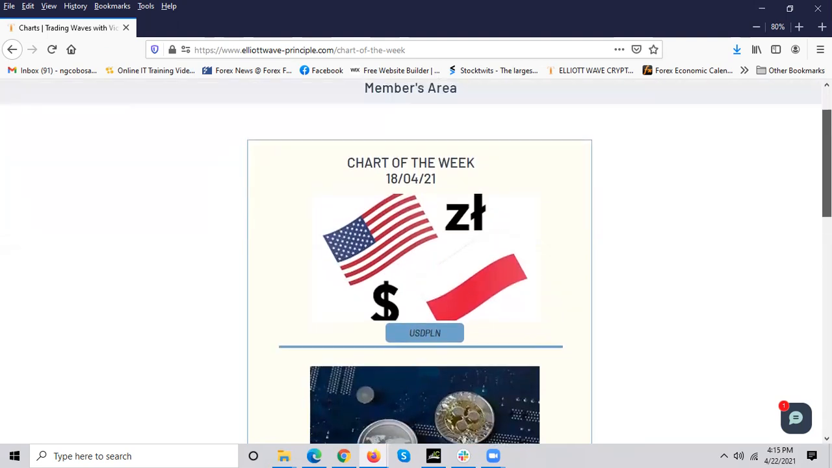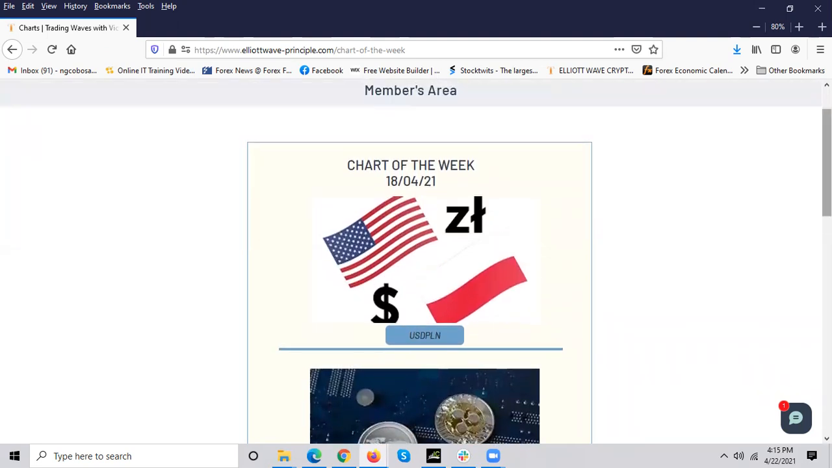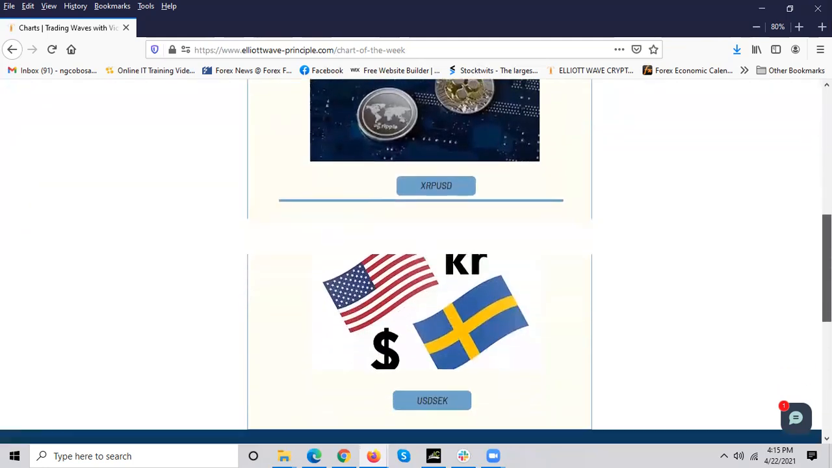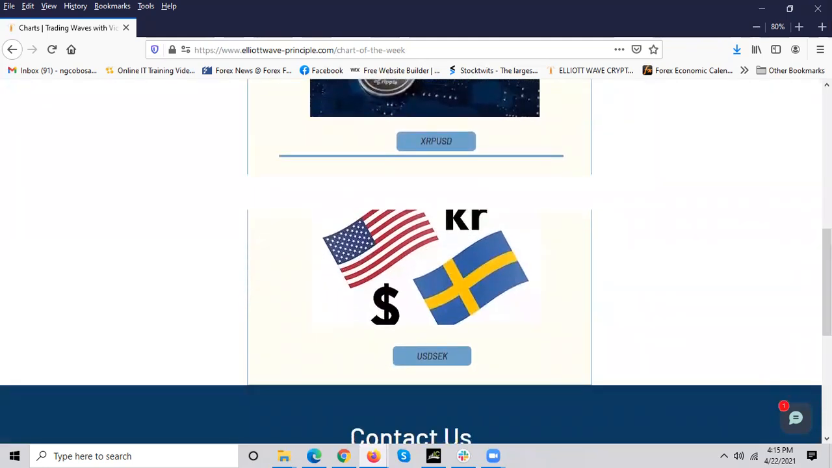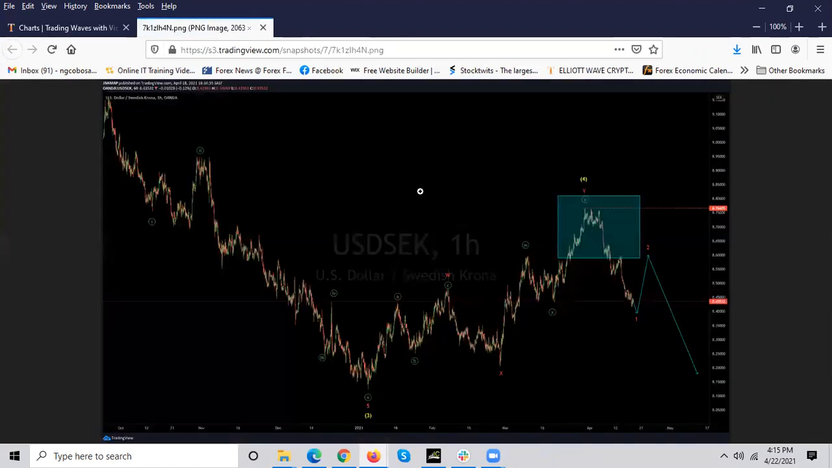We've already shared this on a Sunday, if I'm not mistaken. Yes, this was shared on Sunday, and we normally share three charts of the week that you have to look at. So this is the US dollar versus the Swedish krona. The idea of sharing this chart was for you to see if you can get a possible trade setup here.